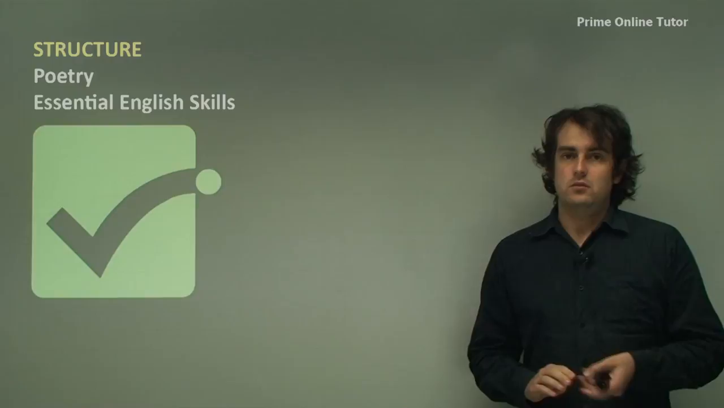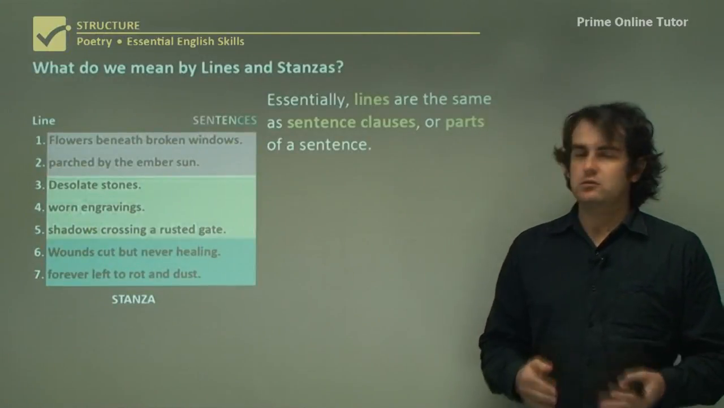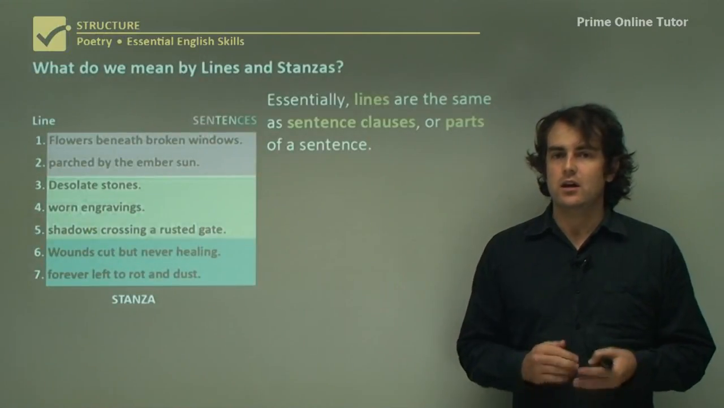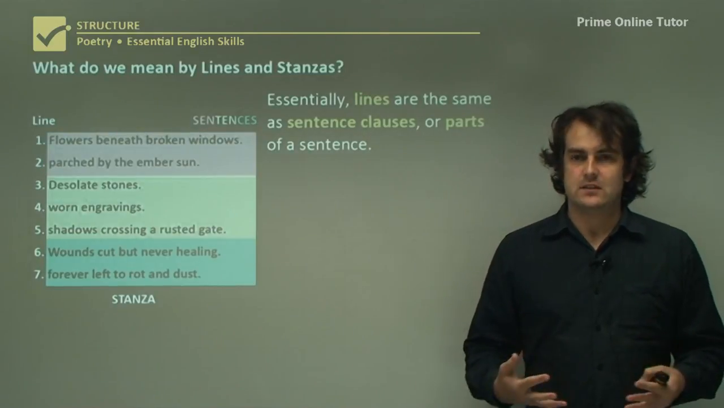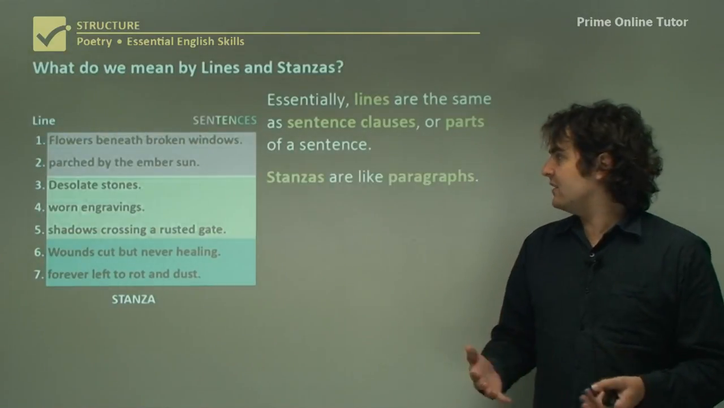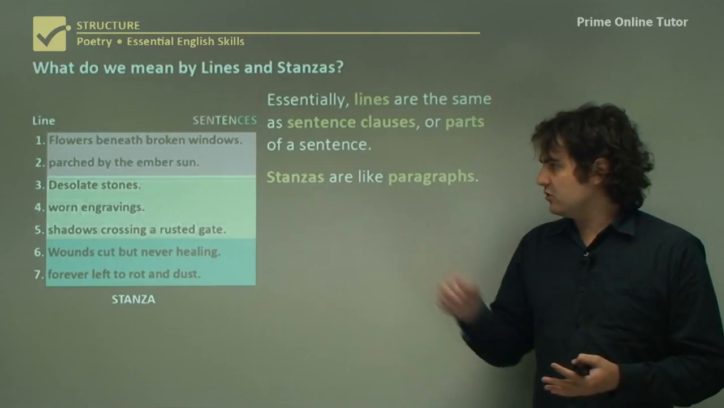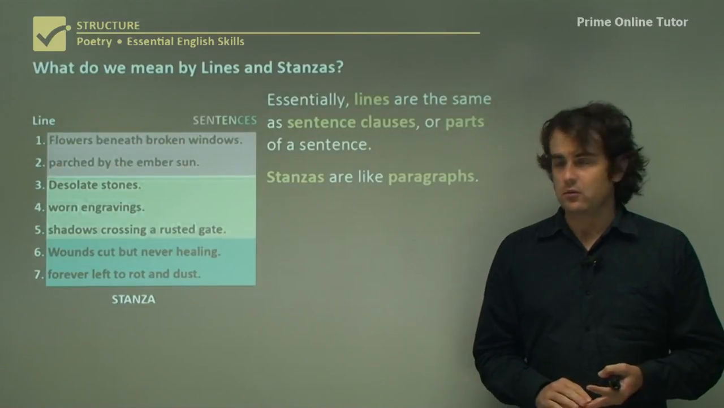So let's start with the basics, which is what do we mean by lines and stanzas? Essentially, lines are the same as sentences, or sentence clauses, I should say, parts of a sentence. And stanzas are like paragraphs. So let me take you through the example here on my right.